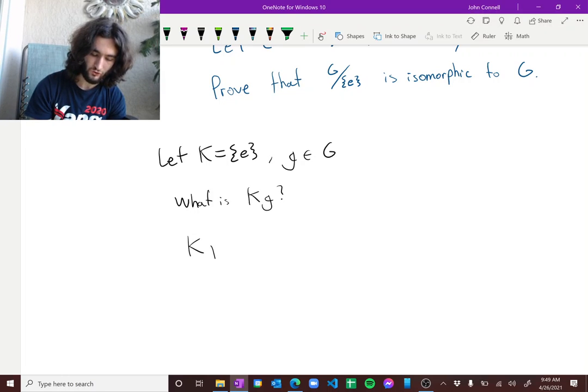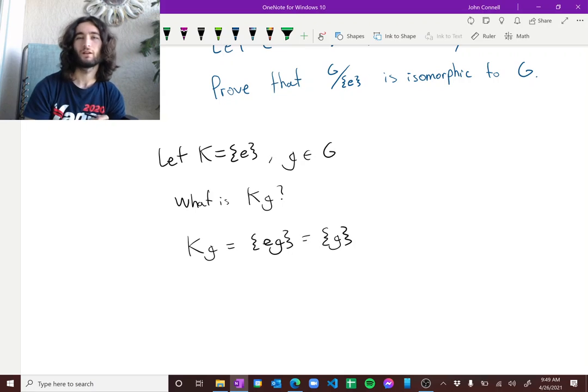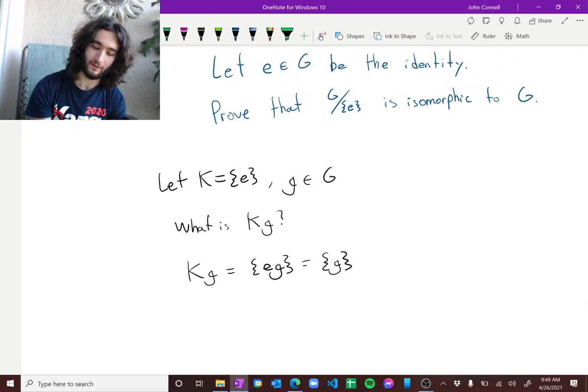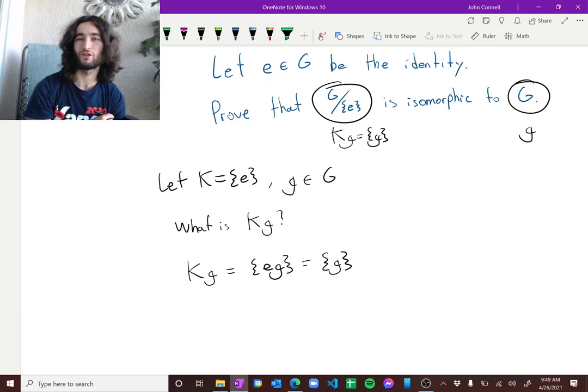Well, Kg would be just that. It would literally just be that, because the K only has one element. So yeah, that's all there is to it. So things in here are things like Kg, or in other words, just {g}, whereas things in here are just the elements themselves, like just g.